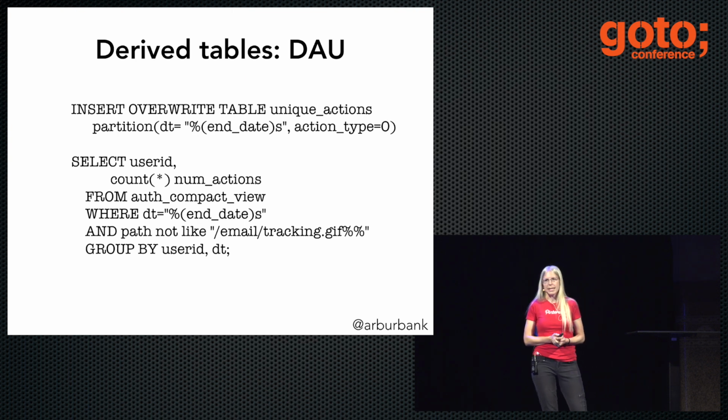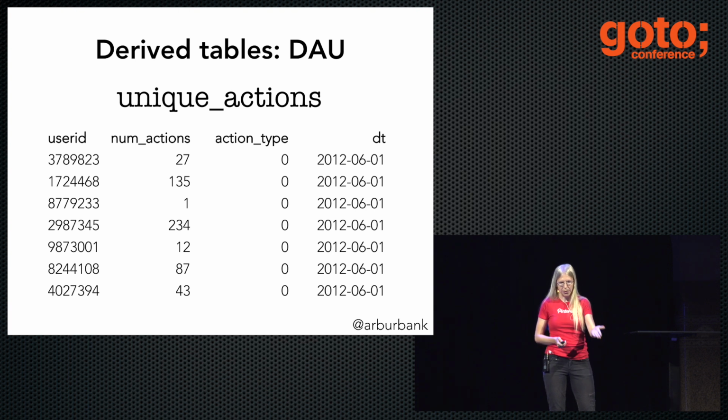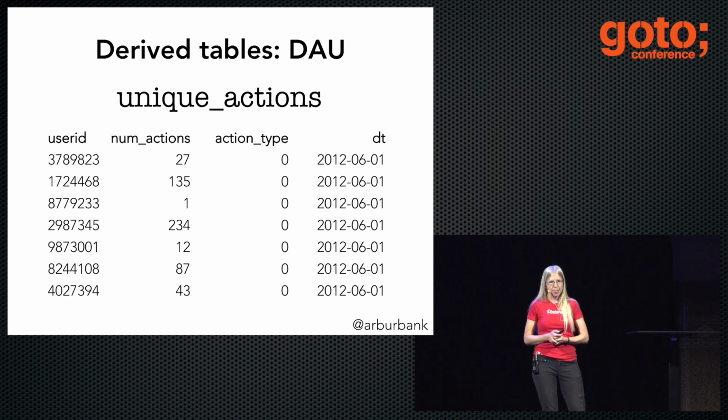So instead of just counting the people who show up every day, we can write a partition to a table in S3 that says, on this day, this user was a DAU. And it looks like this. So on this day, this user had action type 0, which I've arbitrarily decided is DAU. They had 135 requests. This person had 200 requests. This person had 3 requests.